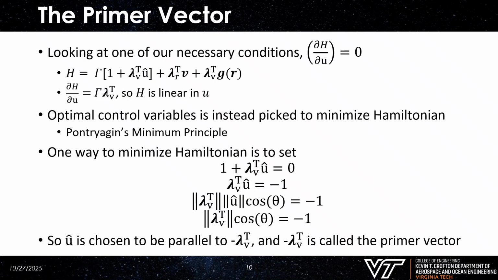The case to make this -1 would be as if theta is equal to 0, which would mean our u hat and our adjoint vector for velocity should be parallel. So we can say that u hat is chosen to be parallel to the negative adjoint vector for velocity, and now this negative adjoint vector for our velocity is called the primer vector.